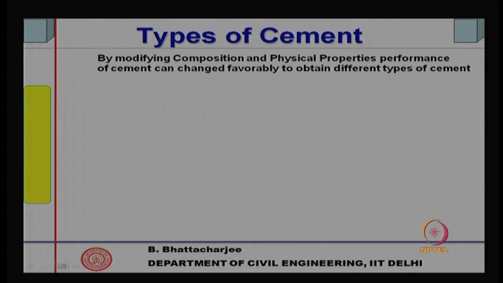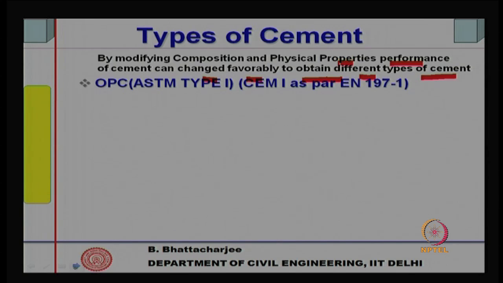What we said, I repeat it again, by modifying the composition and physical properties, the performance of cement can be changed favorably to obtain different types of cement. So, the chemical composition of the cement can be changed, and their physical characteristics can also be changed in order to get different types of cements. So, what are the types of cements?